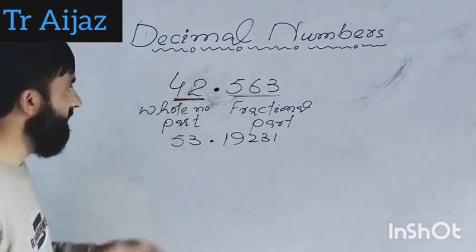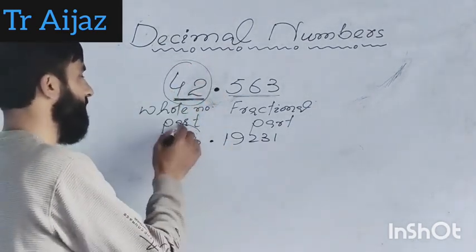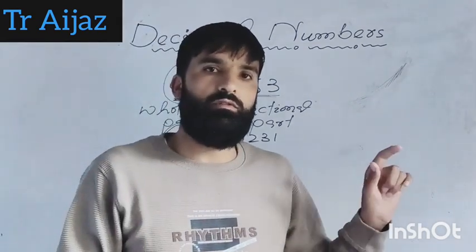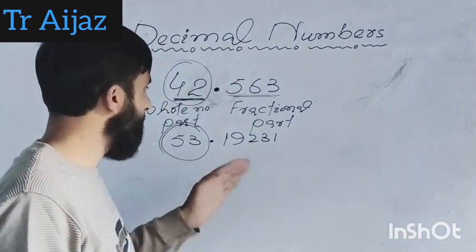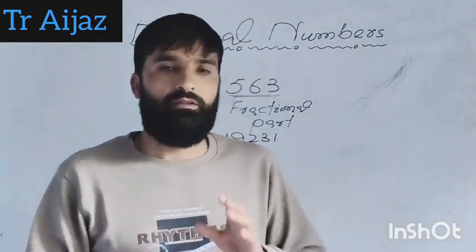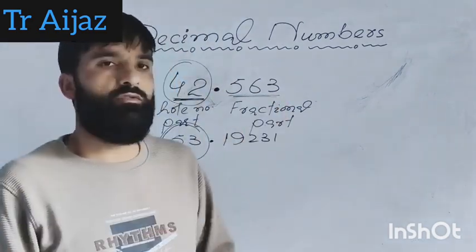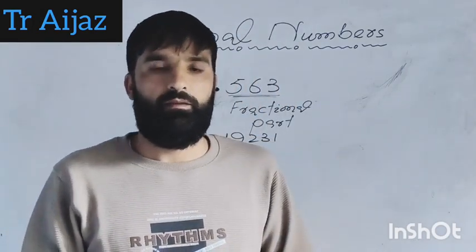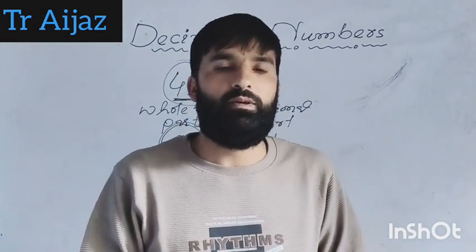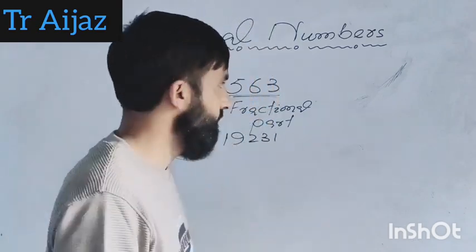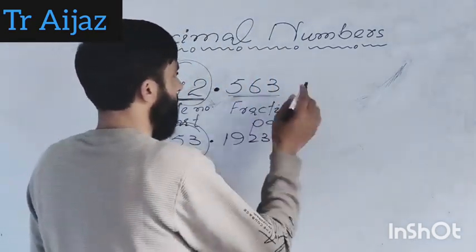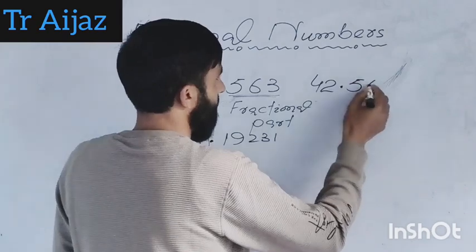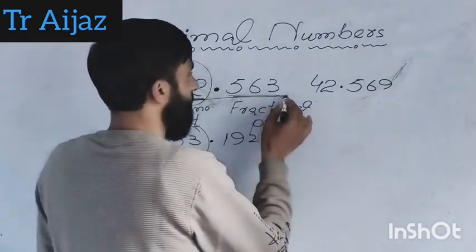So here you are seeing it's 42 and it's 53. Obviously 53 is greater, so we don't need to go to the fractional part. We will say 53.19231 is the greater decimal number, and 42.563 is the smaller number. But the problem is, if the whole number parts are the same, what will we do? This is the first number, and the second number is 42.569. Now we have to compare between these two numbers.